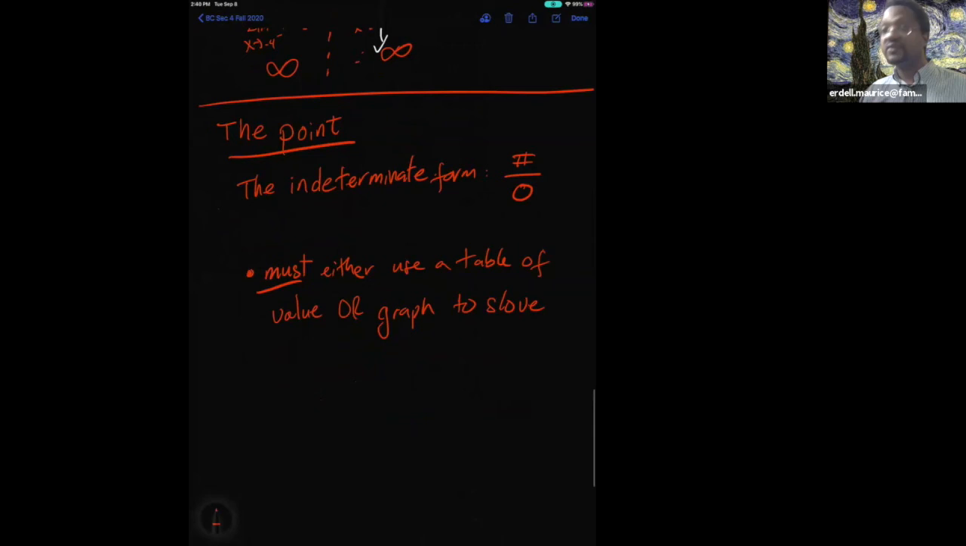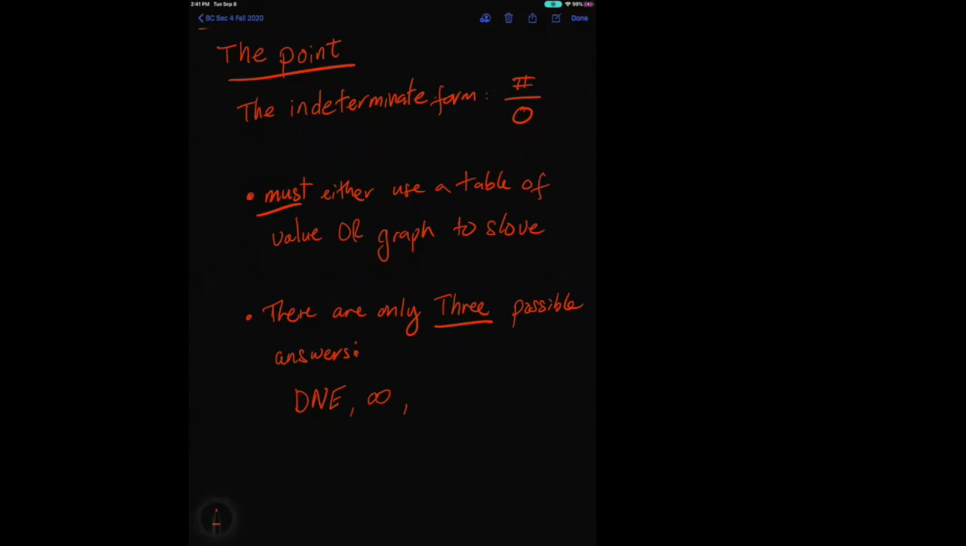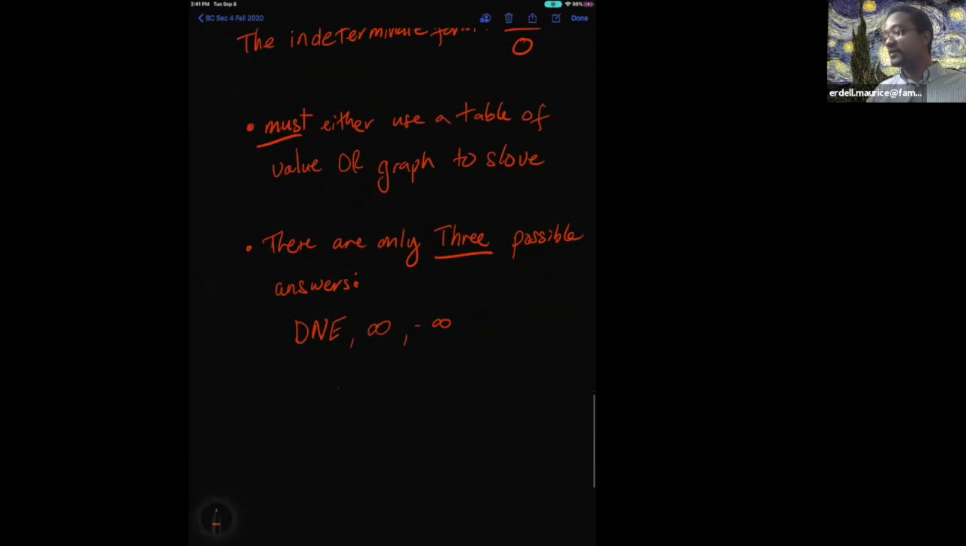The second one right here is that there are only 3 possible answers. We've seen 2 of them so far. The first example, the answer was does not exist. The second possibility is infinity. Can anybody tell me what the last possibility is going to be? Negative infinity. Okay.